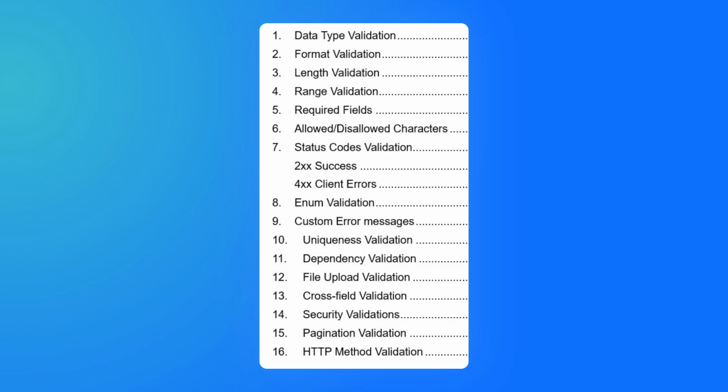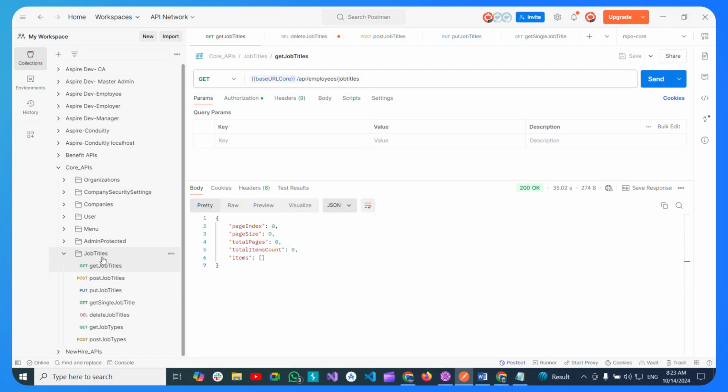Before going into detail, let me share the screen. Okay, let me open Postman. Here you can see we have the job titles collection. In job title we have get job title, post job title, put job titles, get single job title, delete job title, get job types, get job type, and post job types. Let's see, in the get job title we have nothing.